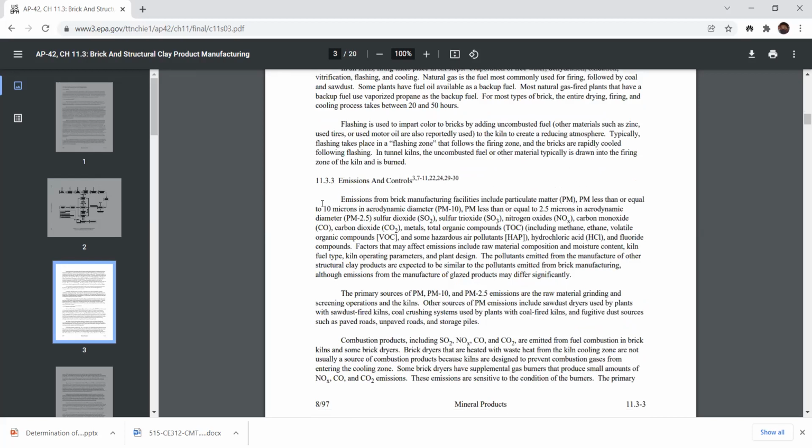Flashing is used to impart color to bricks by adding combusted fuel or other materials such as zinc. Used tires or used motor oil are also reportedly added to the kiln to create a reducing atmosphere. Typically flashing takes place in a flashing zone that follows the firing zone, and the bricks are rapidly cooled following flashing in tunnel kilns. Other than combusted fuel, other material is typically drawn into the firing zone as the kiln is burned.